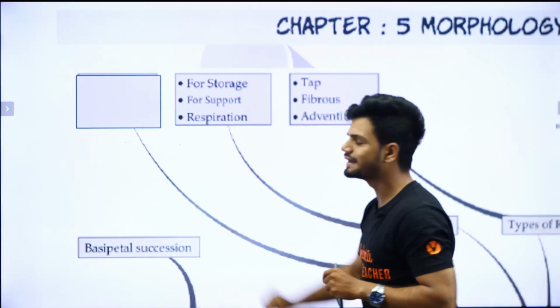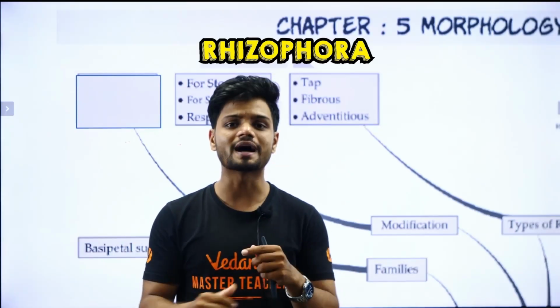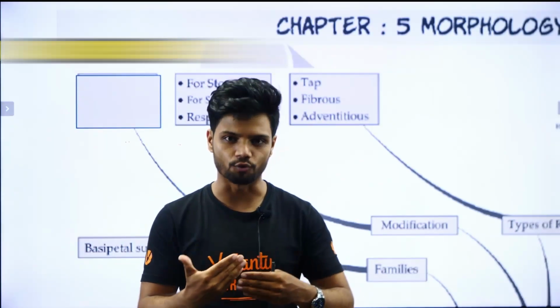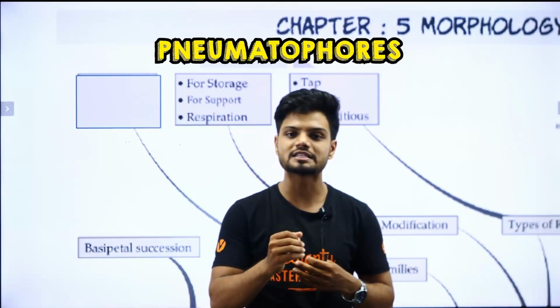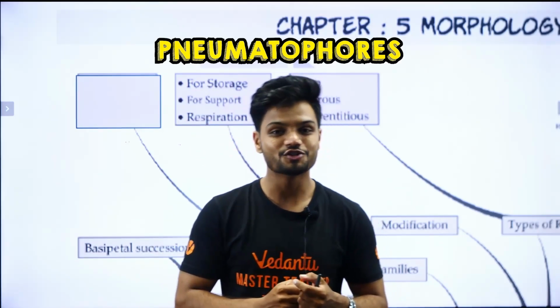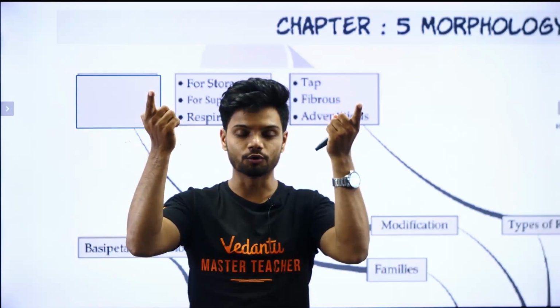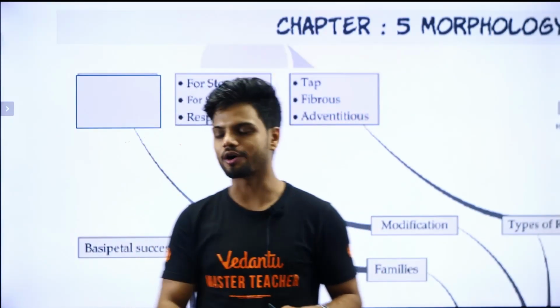The last one is going to be respiration. Very easy. Example is your Rhizophora, which has roots called pneumatophores. Now, these pneumatophore roots are very special because they are negatively geotropic. They arise all the way from the soil above the ground. Why? In search of oxygen.